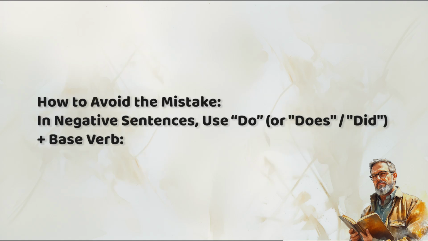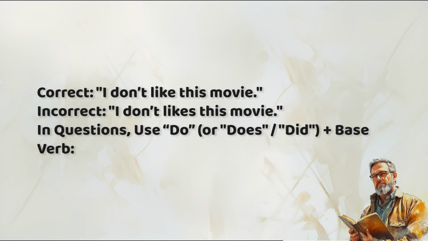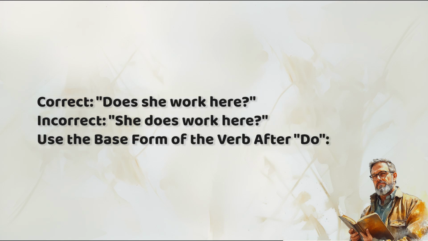How to avoid the mistake? In negative sentences, use do or does, did plus base verb. Correct. I don't like this movie. Incorrect. I don't likes this movie. In questions, use do or does, did plus base verb. Correct. Does she work here? Incorrect. She does work here?